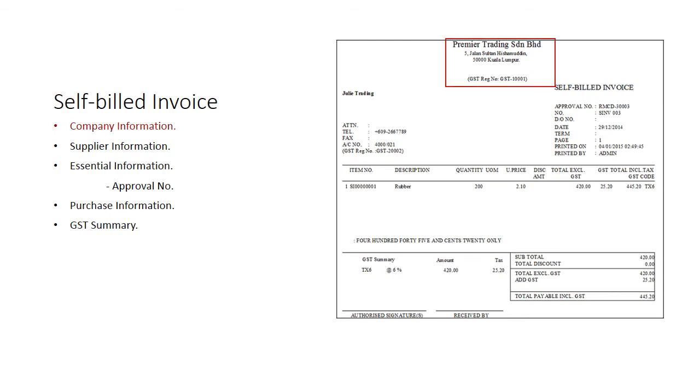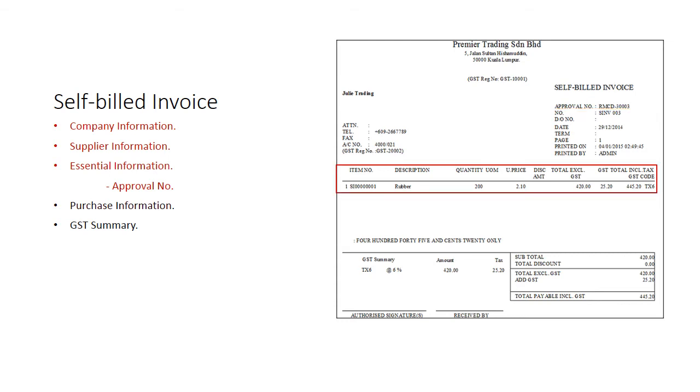Company information including the GST registration number, which is your business. Full supplier information for reference including GST registration number. A serialized invoice number together with the date and the invoice header clearly shown on the document. In self-billed invoice, RMCD approval is required. And RMCD approval number must be listed on the self-billed invoice.